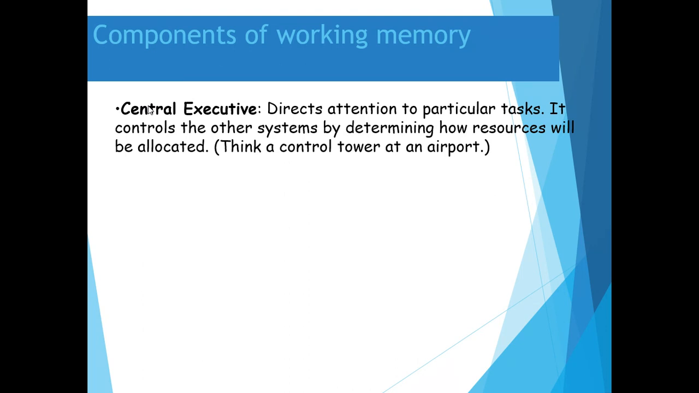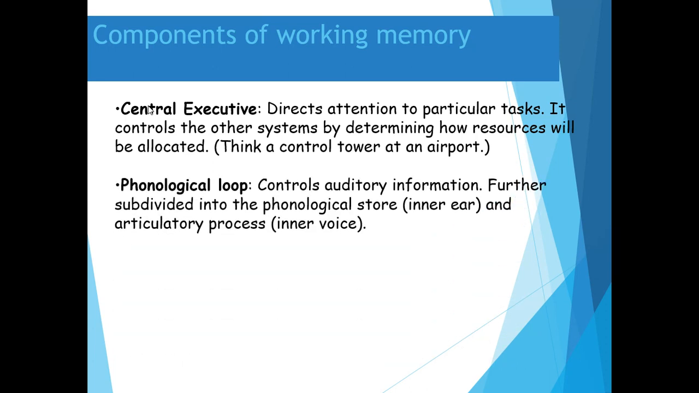Okay, so you've got these four main components. You've got the central executive, which is the bit in charge. It's like a control tower. It directs attention to particular tasks. So it works out which part of your memory you want to use and directs the correct part of memory to that. You've got the phonological loop, which is to do with sound. That can be subdivided into the phonological store and the articulatory process, which is also known as the inner ear and the inner voice. So that's the phonological loop.